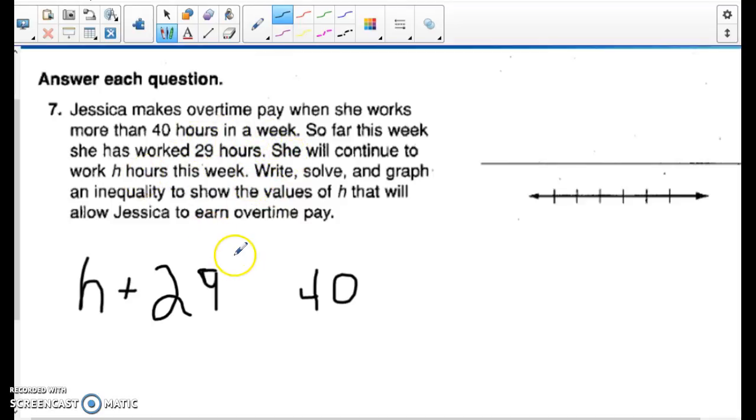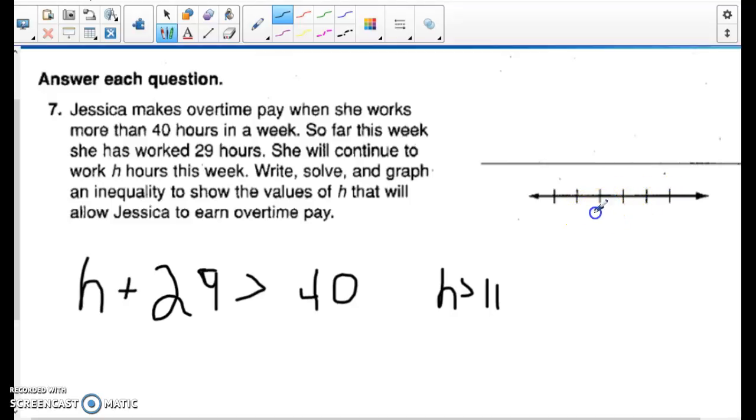Okay, so she wants to work overtime. So we want this to be more than 40 hours a week, okay? Can't be equal to, because she wants to get that overtime pay. So her working 40 hours doesn't do anything. She needs to work more than 40 hours, okay? So it says plus 29, so I'm going to subtract 29. So it's going to end up being H has to be more than 11. So she has to work more than 11 hours to get this overtime, okay?